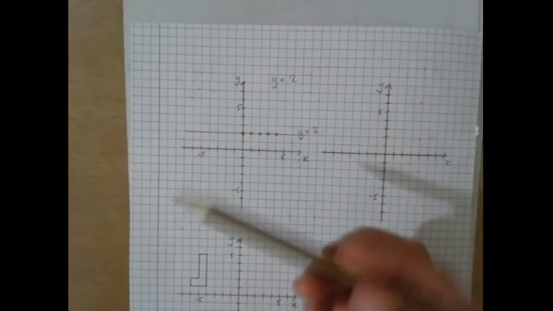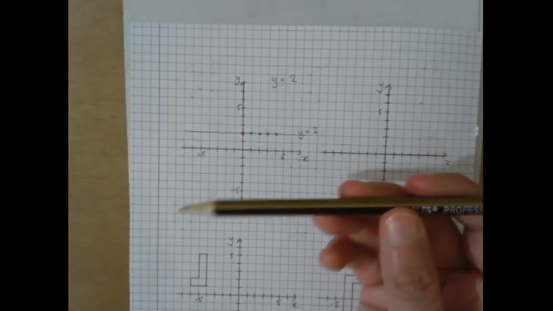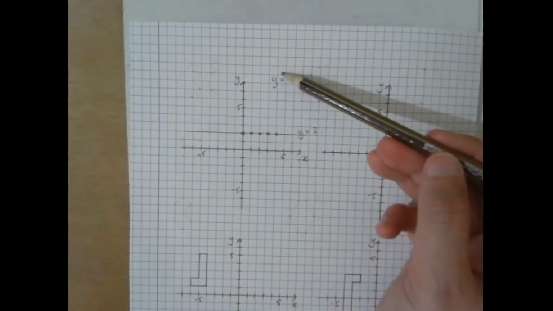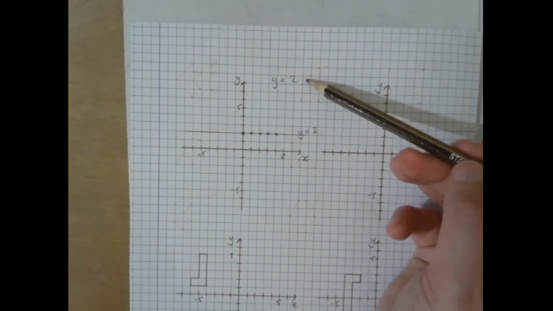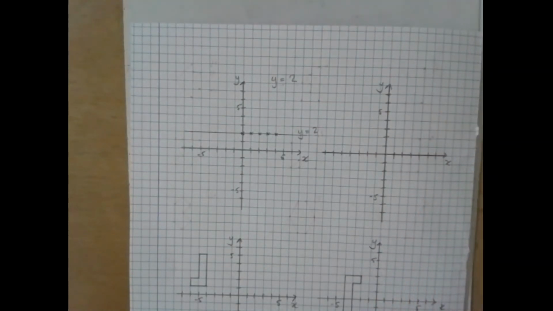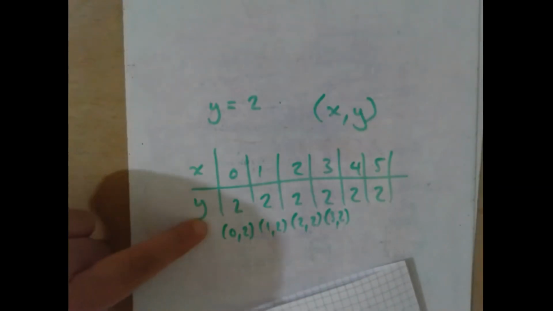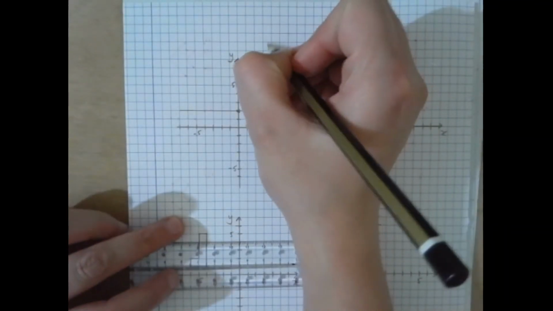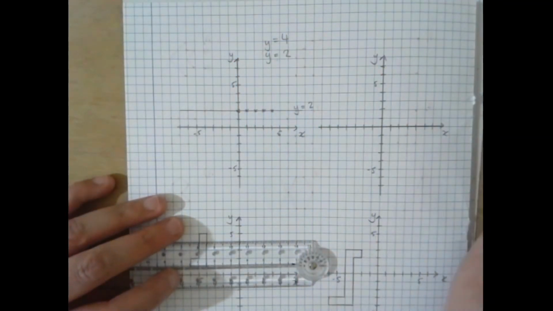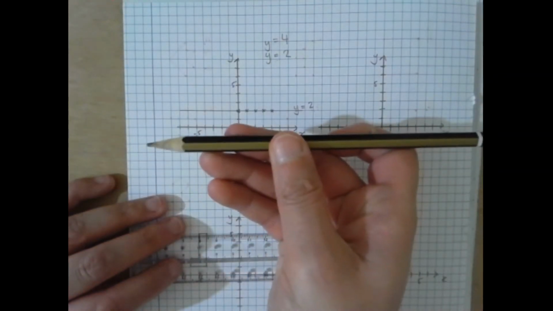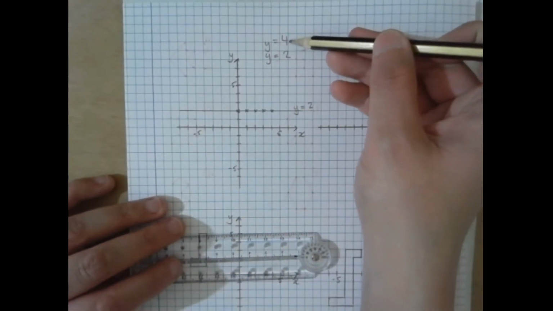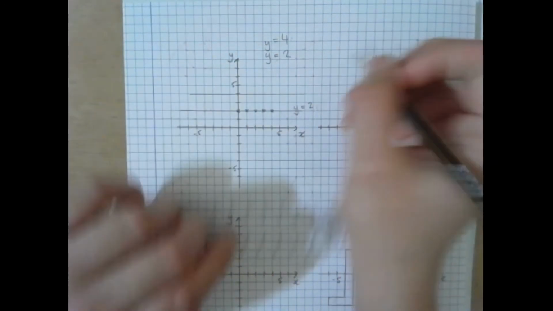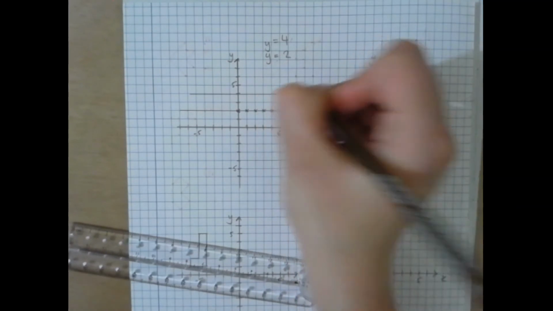So essentially, the y graphs are horizontal graphs that cut through the y-axis at whatever value you have there. So if I had y equals 4, you could make an XY table, or you would say it's a horizontal line that's going to go through the y-axis at 4. So that's y equals 4.